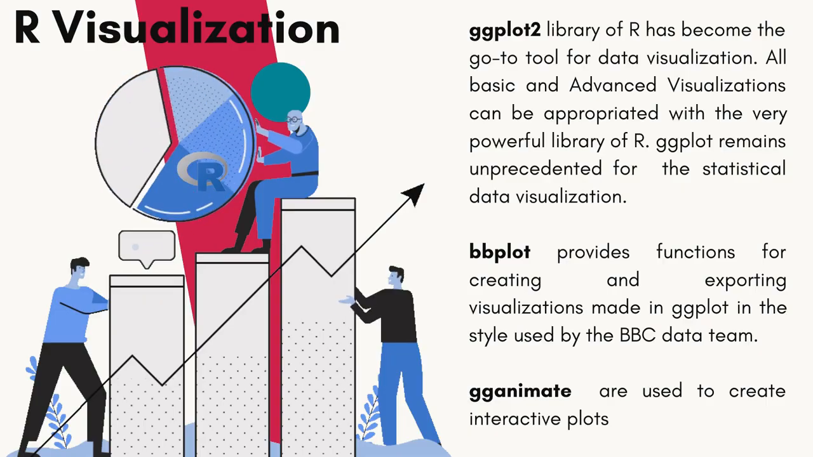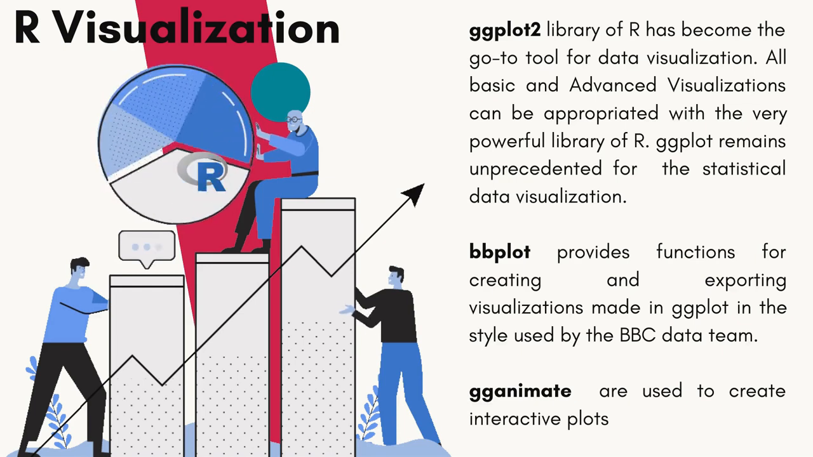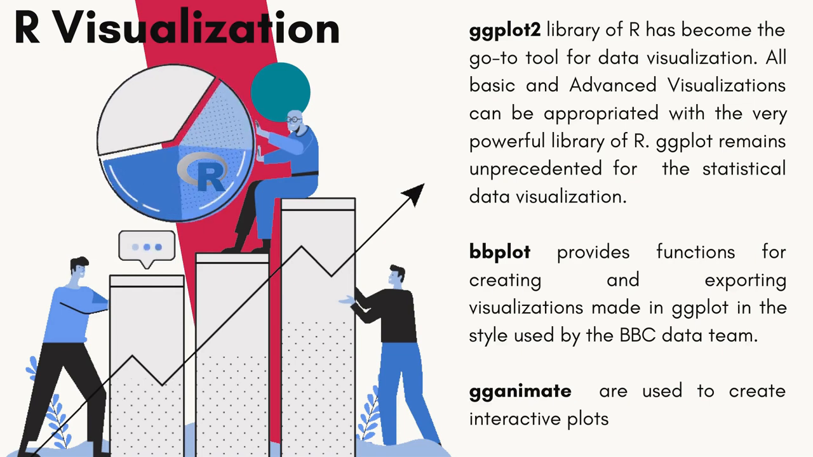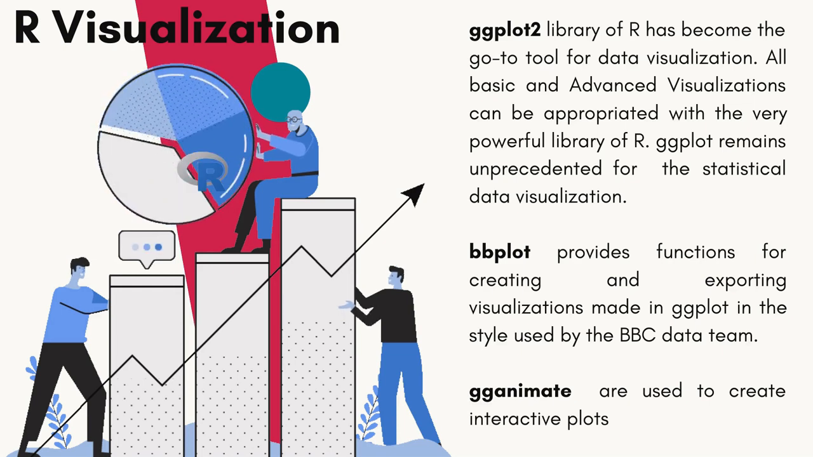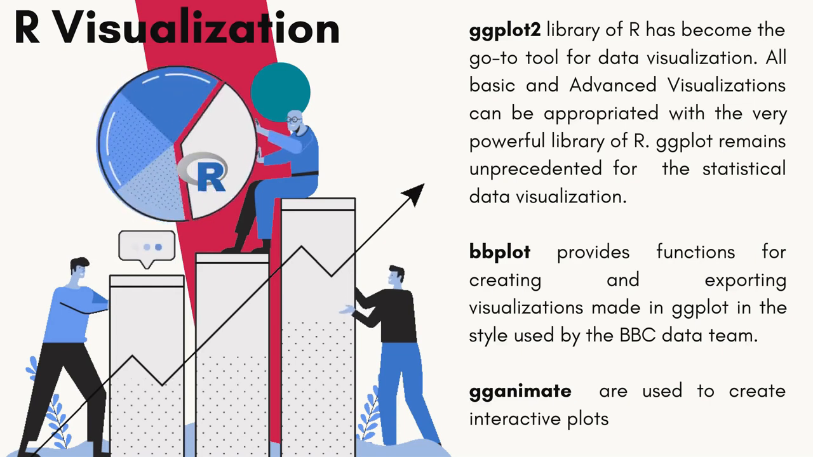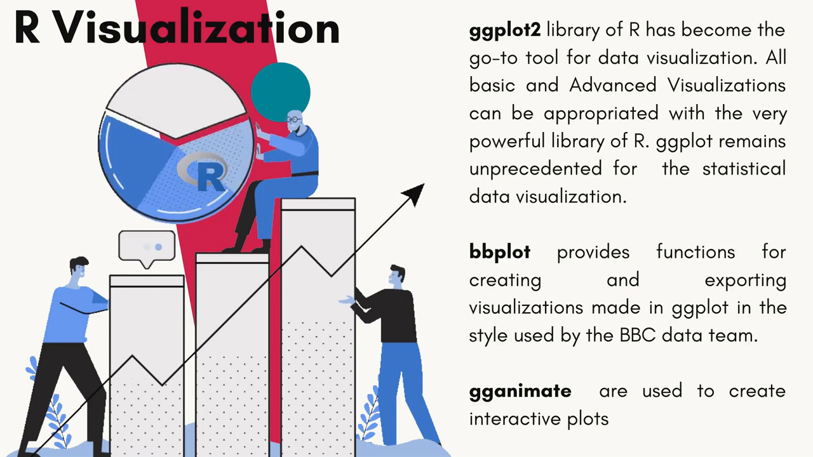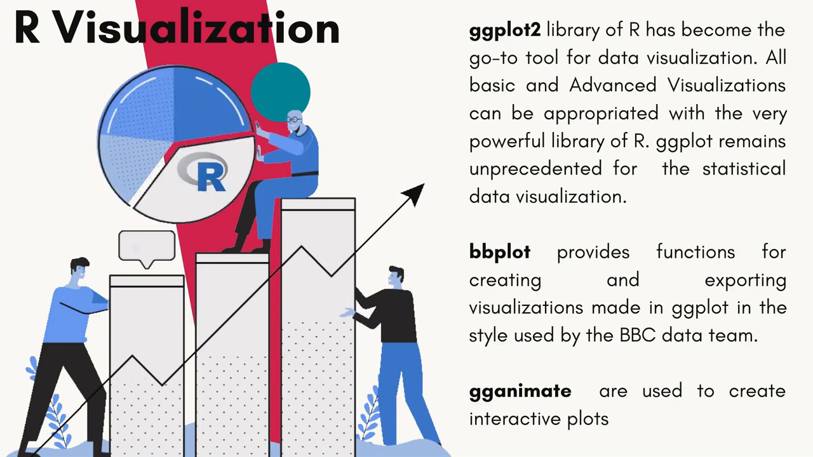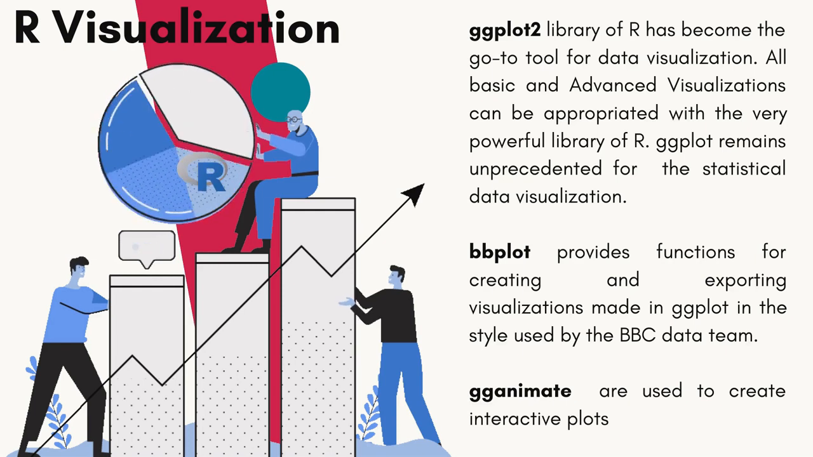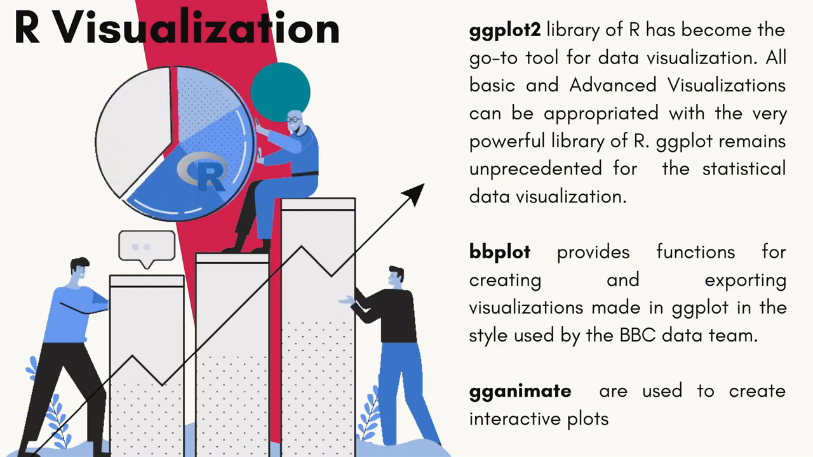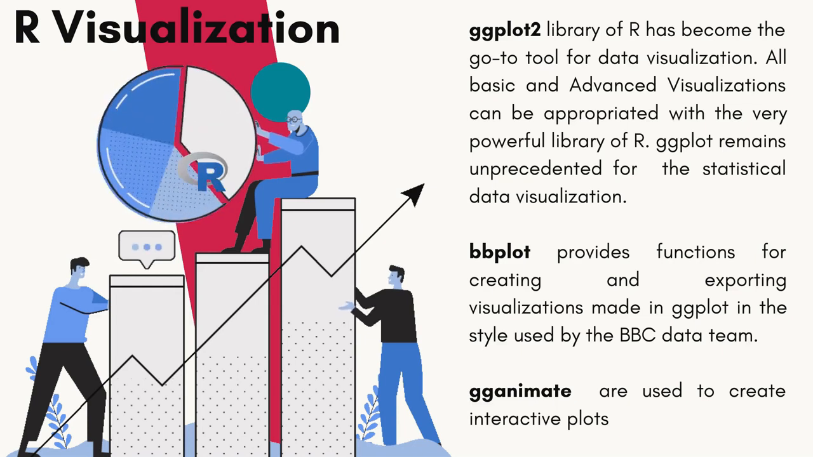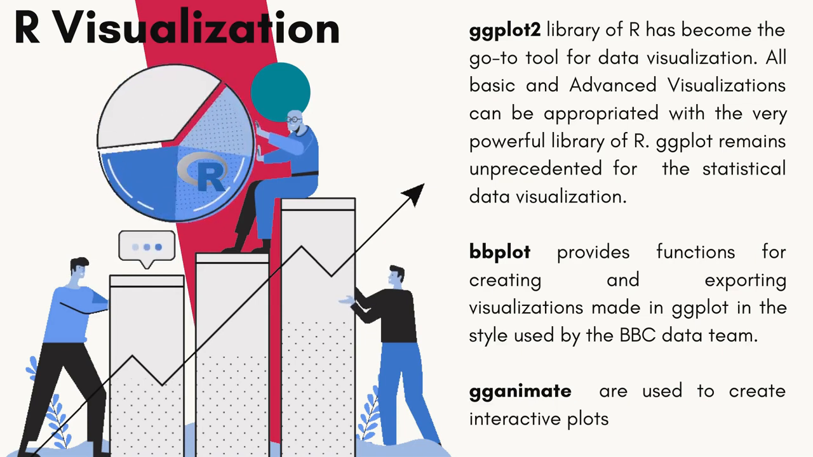Visualization in R language is essentially rich with the ggplot library, unprecedented for statistical data visualization, and it is the go-to tool for data visualization. bbplot provides functions for creating and exporting visualizations made in ggplot in the style used by the BBC data theme. gganimate is used to create interactive plots.